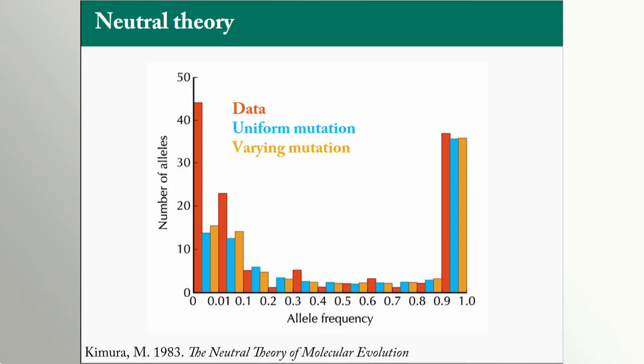And the red bars are data. The blue bars are a model-based prediction, assuming that all alleles have the same mutation rate. All sites have the same mutation rate. This is a basic Kimura model. And then the yellowish-orangish color is a slightly modified one where you allow heterogeneity in that mutation rate, a distribution of mutation rates. And I think you'll see that there's a pretty good match to data.